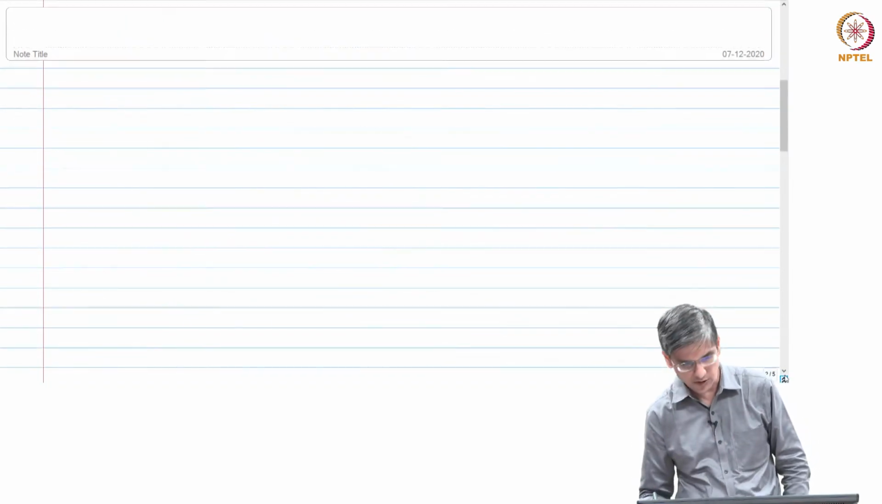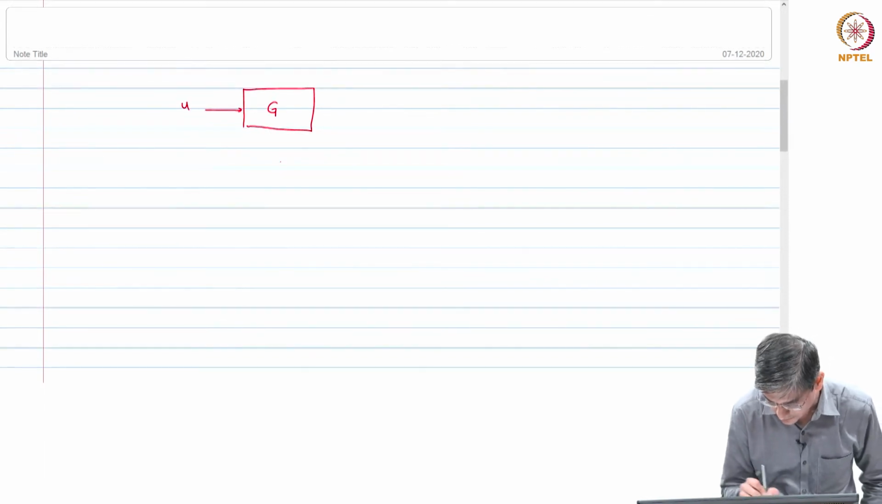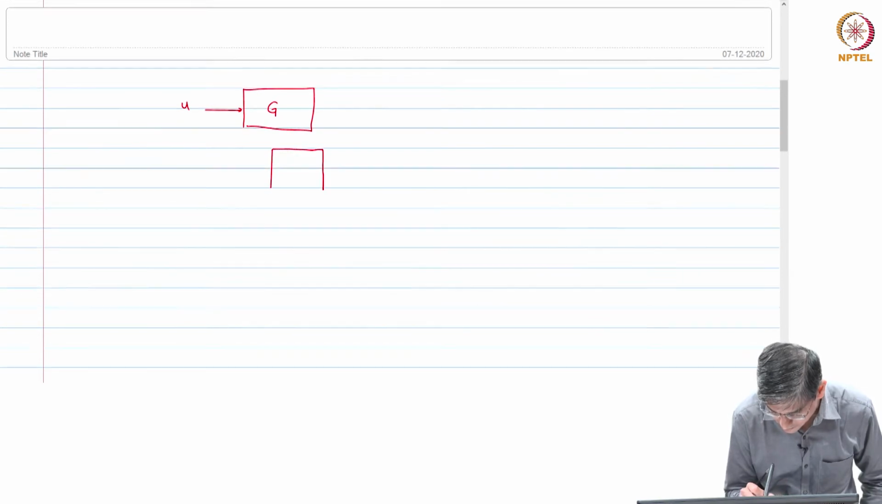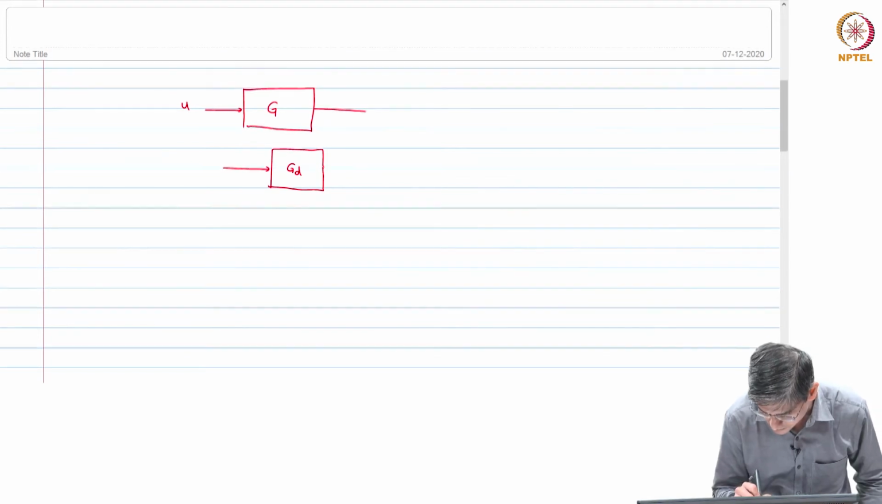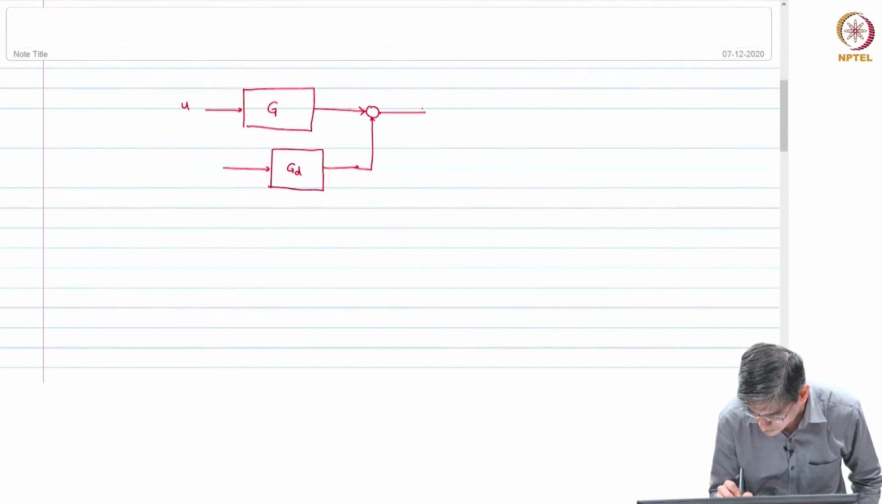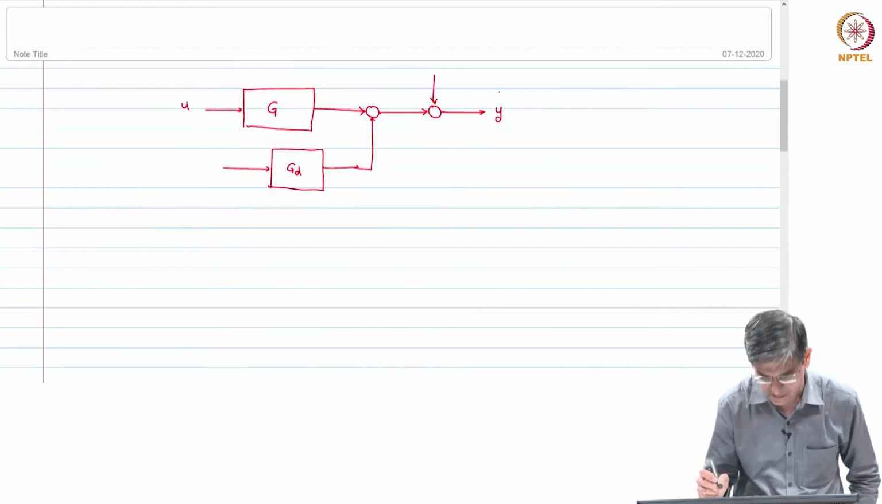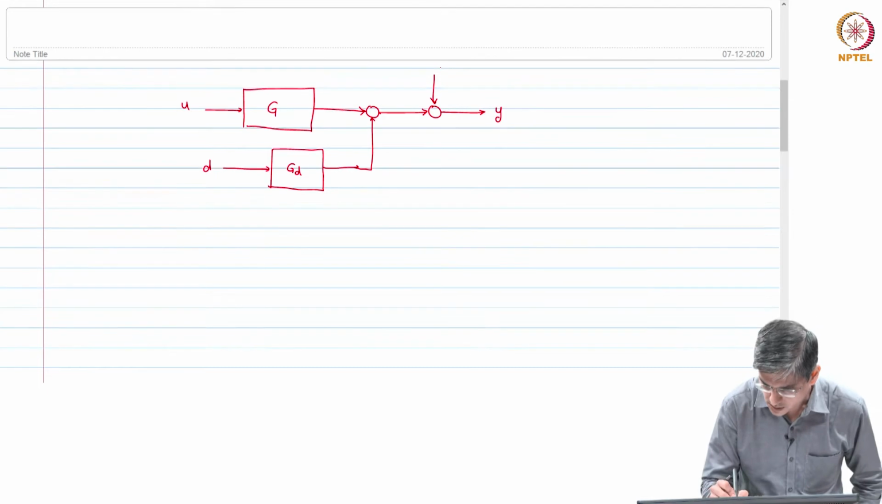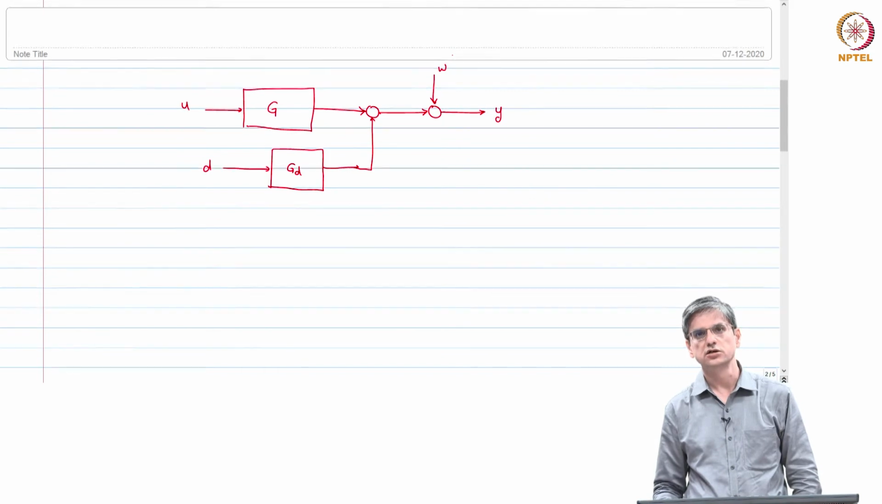And the model that we talked about earlier in the DMC algorithm was of the form, say we have G, then we have our GD, and we will just call this as W. Okay, and this was the overall structure that we had.